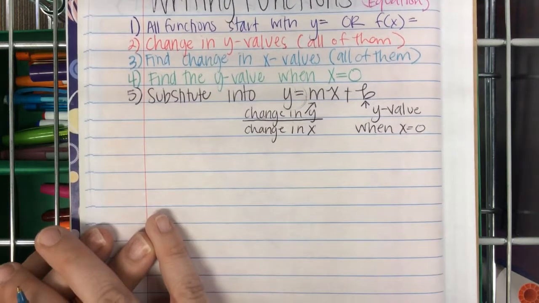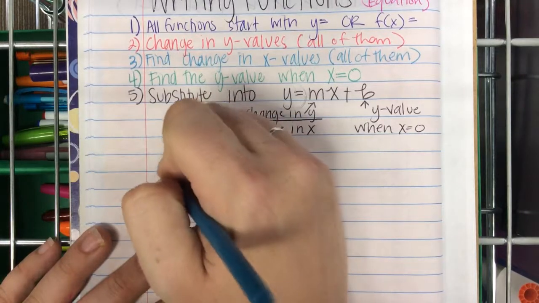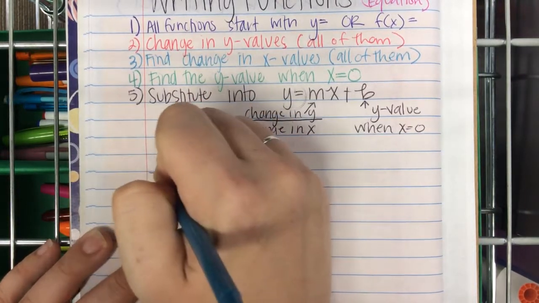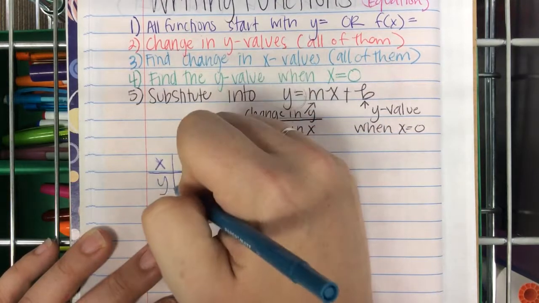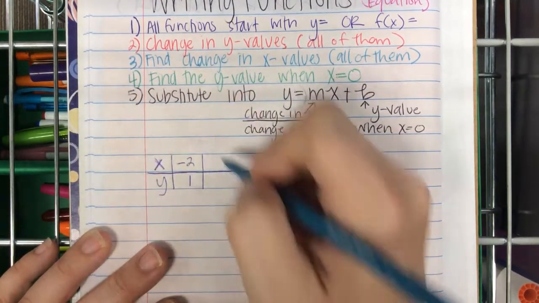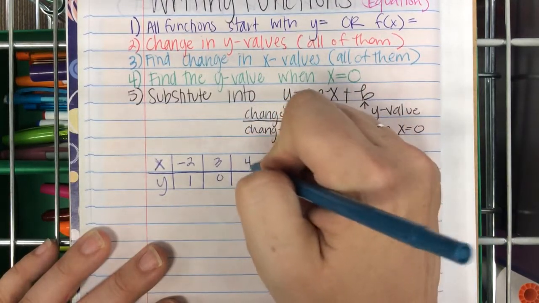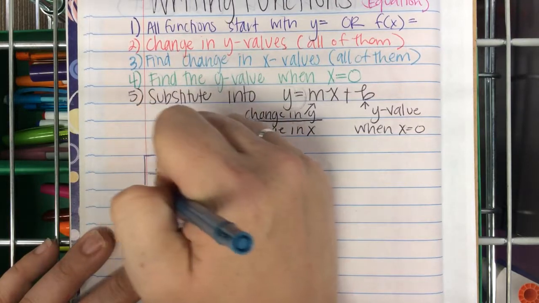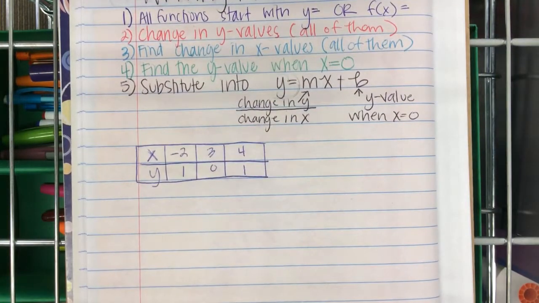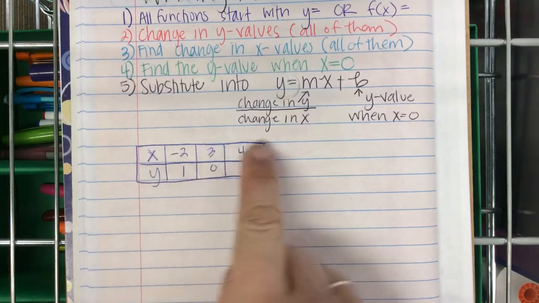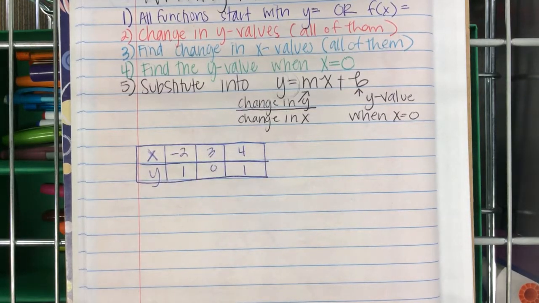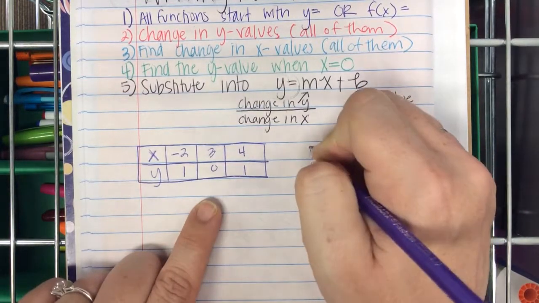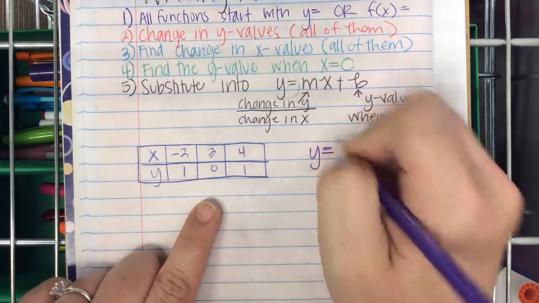So let's practice. I'm going to give you a table of values. Sometimes tables are horizontal, sometimes tables are vertical. -2, 1, 3, 0, 4, 1. So there's a table. Is it a function? Well, every x value is different, so yes, it's a function. We're going to write the rule. So every function starts out as y equals, correct? Or f of x equals.